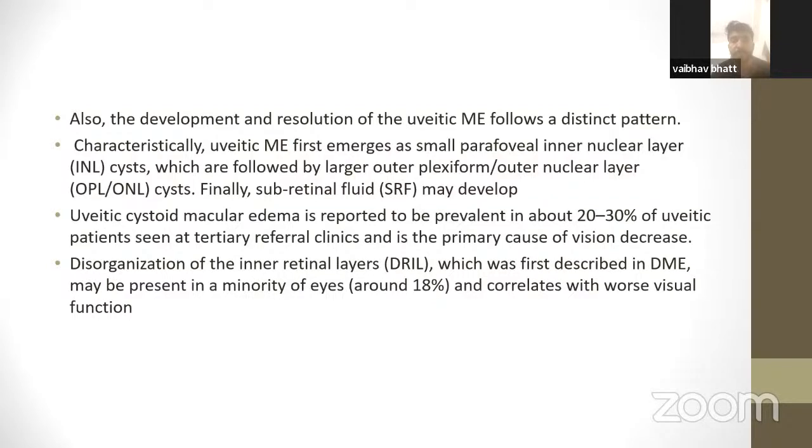Uveitic CME is reported to be prevalent in about 20 to 30% of uveitic patients seen at tertiary referral clinics and is the primary cause of vision decrease. Disorganization of the inner retinal layers, which was first described in DME, may be present in a minority of eyes and correlates with worse visual function.